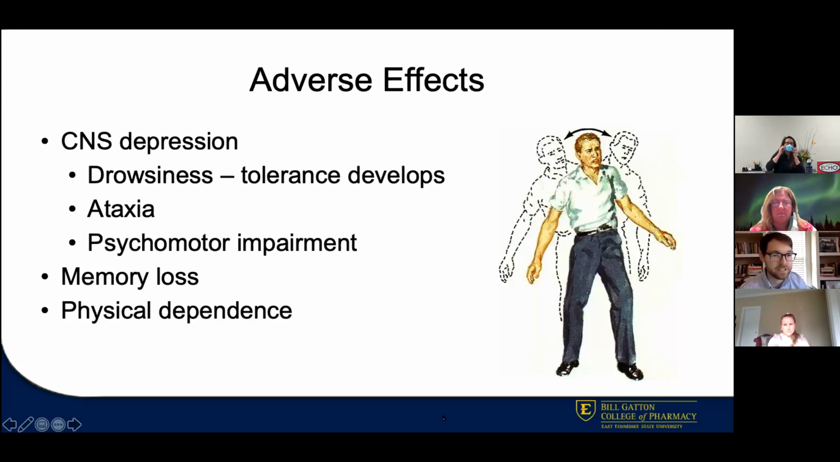For adverse effects, it can cause drowsiness, which tolerance can develop to, ataxia, psychomotor impairment. All this goes along with the CNS depression aspect of the benzodiazepines, which is also sometimes why people use them, specifically for insomnia. They can cause some memory loss and then also that physical dependence.